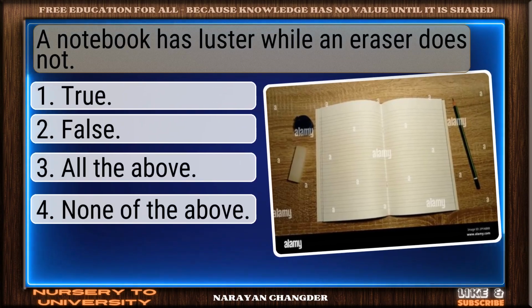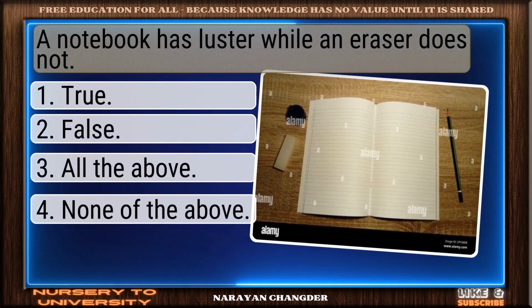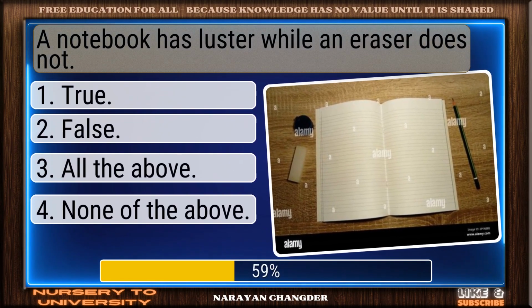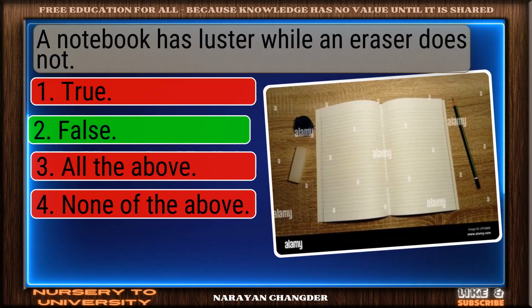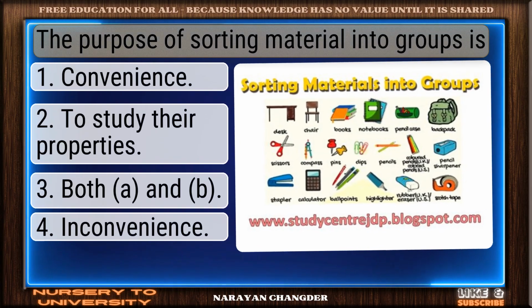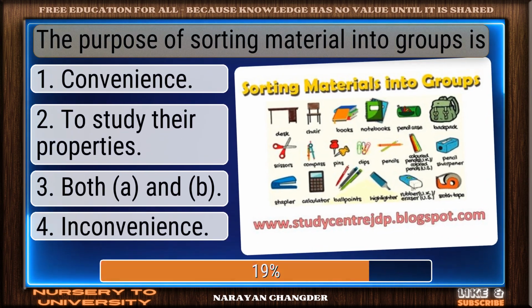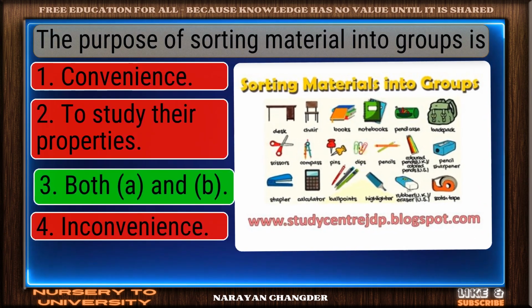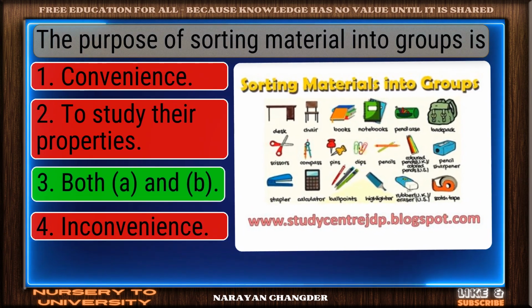A notebook has luster, while an eraser does not. Nicely done. False is a solid answer. The purpose of sorting material into groups is. Bravo. Both and is the answer.